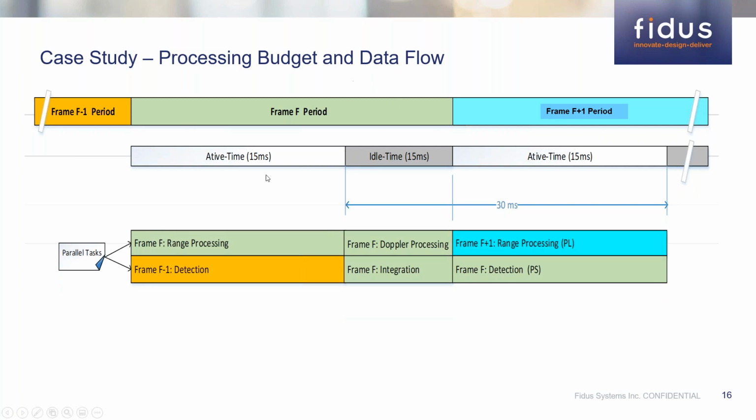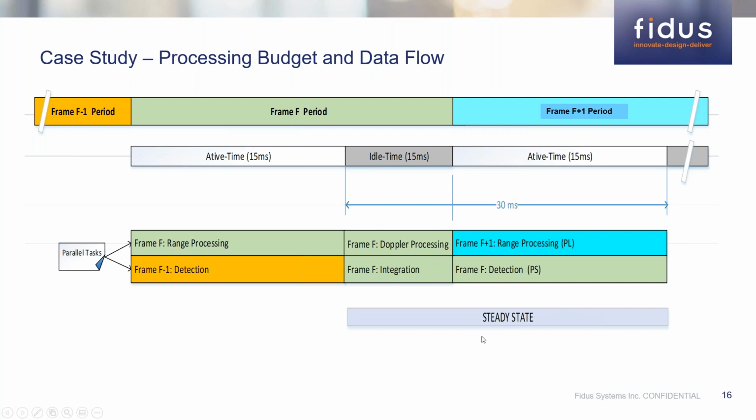To do the processing, we are going to do range processing on the fly, and in parallel we are going to do detection of the previous frame, as shown here, the green frame. So we start with on-the-fly range processing during the active time of 15 milliseconds, and in the interscan gap, which is 15 milliseconds, we are going to do two parallel processes, Doppler processing and integration. Detection of the green frame will be done in the next frame time. So the total processing of Doppler processing, integration, and detection will be done within 30 milliseconds.